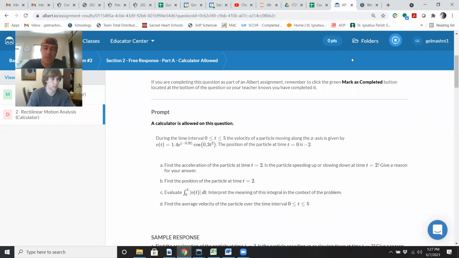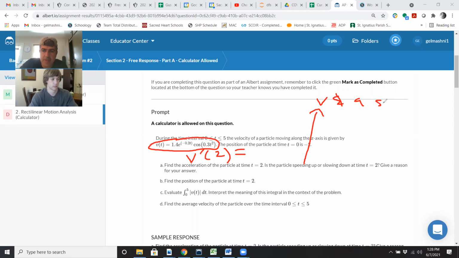Okay, so look at number 2 of this free response. For part A, they want you to find the acceleration. All you have to do is do v prime of 2, and of course use your calculator because that's really nasty. So I'll get you the acceleration. And if the speed is speeding up, v and a have to be the same sign. If it's slowing down, v and a must have the opposite sign.